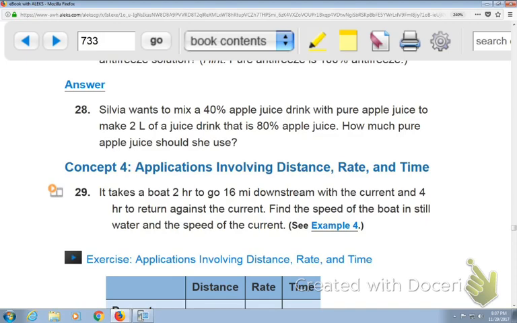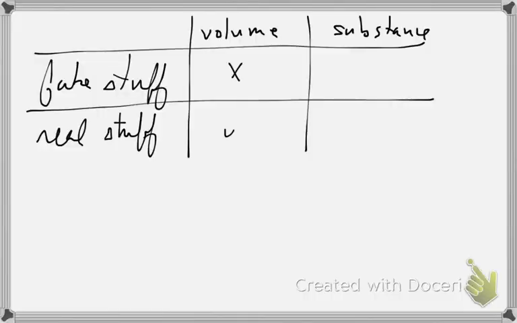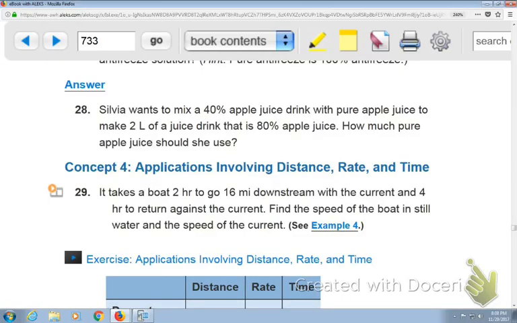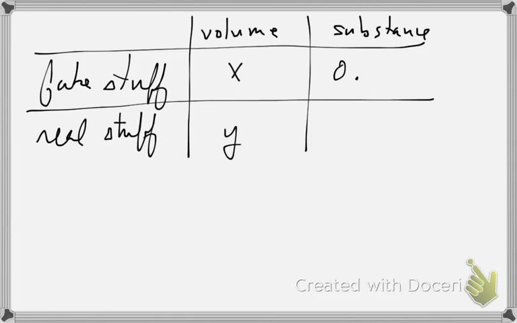So we can do x of the fake stuff plus y of the real stuff. Now, if I use x liters of the fake stuff, how much of that is actual apple? 40% of those x liters. So that would be 0.4x.